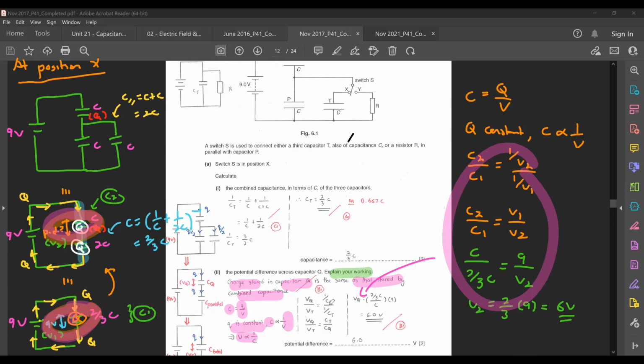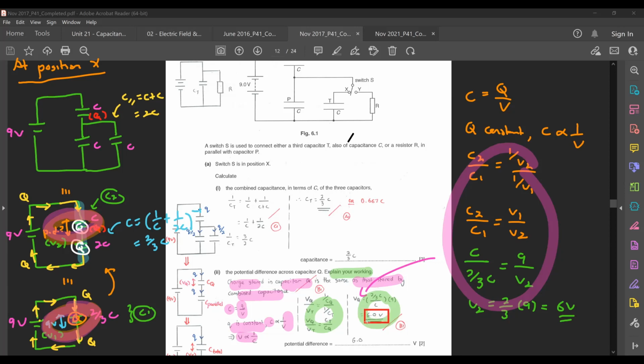Okay, I actually used different symbols. Instead of V1, V2, C2, C1, I put it as VQ, VT, and CQ, CT, I think. Yeah, you could do it that way also if you wanted to, whichever works for you. For my case, sometimes I use numbers, sometimes I use alphabets, right? But the working is the same. So eventually you will get the answer as 6 volts. Okay, that is for this particular question, right?